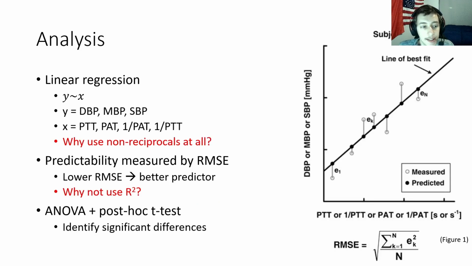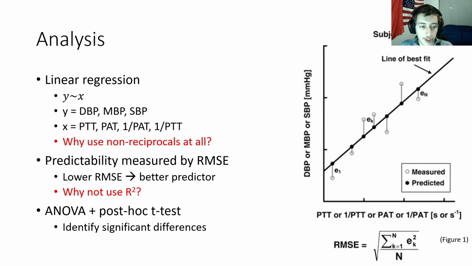In terms of statistical analyses, they used linear regression for their prediction, where you're trying to predict y based on some variable x. In this case, for the y, they tried three different ones: the diastolic, mean, and systolic blood pressure. And for the x variable, they tried PTT, PAT, as well as their reciprocals. But I question why they even used the non-reciprocals, because as I explained in the background section, the theory behind this entire experiment predicts that blood pressure is correlated with the reciprocal, not the non-reciprocal. So I don't know why they bothered even testing that, to be honest.